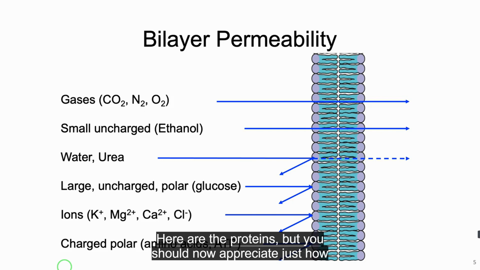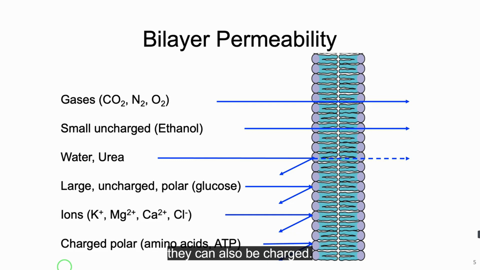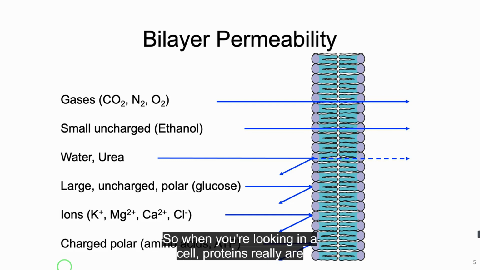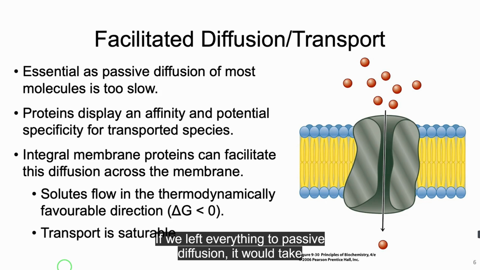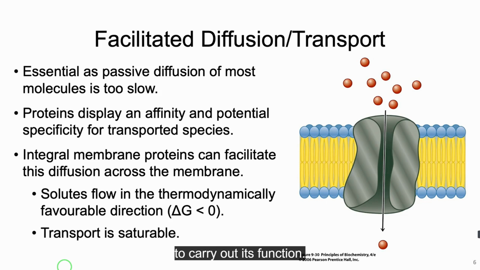Not on here are the proteins, but you should now appreciate just how large they are since they are made up of many amino acids, and they can also be charged. So when you're looking in a cell, proteins really are confined to their organelle or their cellular location. If we left everything to passive diffusion, it would take forever. We need things to move quickly across the membrane for a cell to carry out its function.